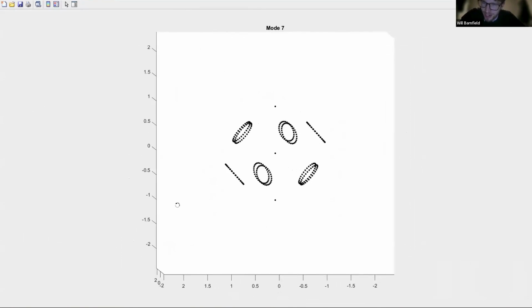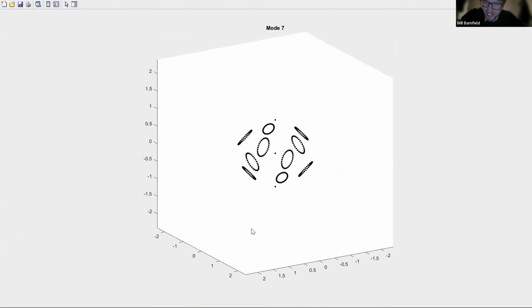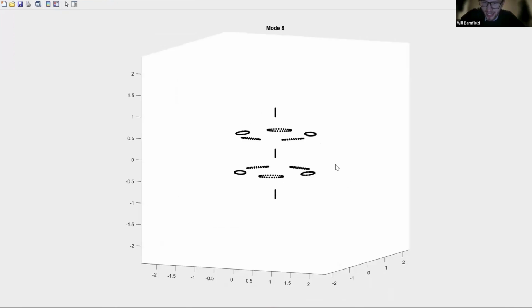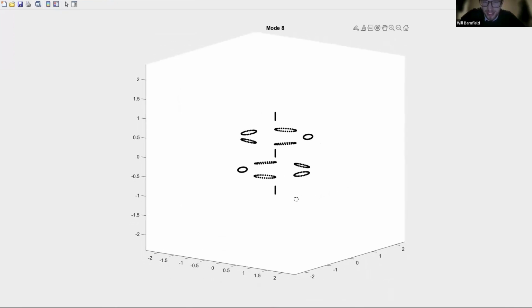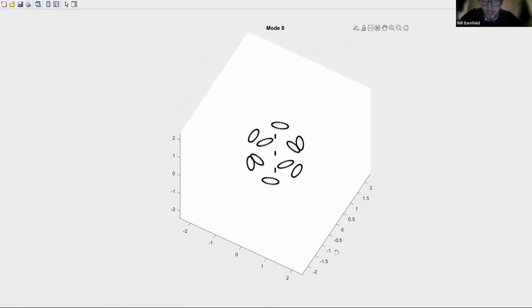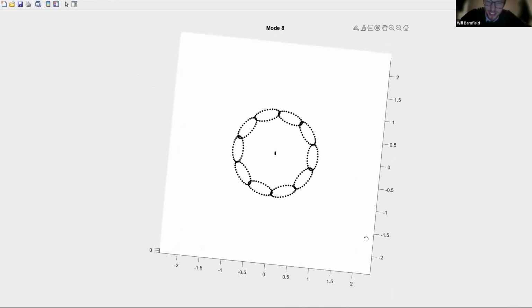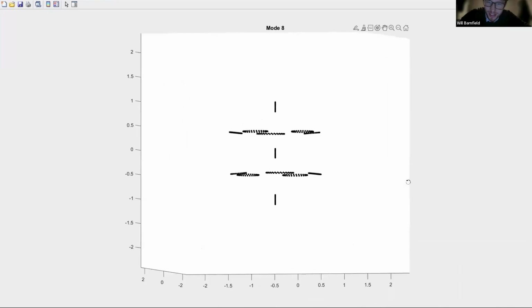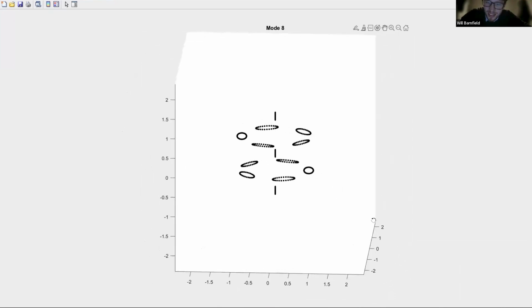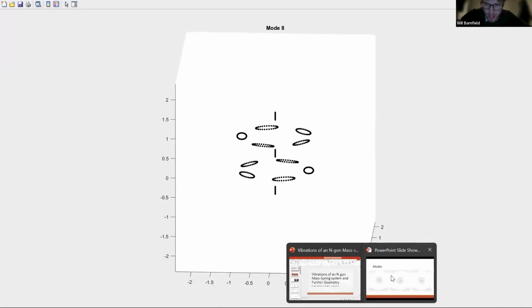So I think they're worth playing around with because I think the patterns that come out are quite pretty. So I'll look at one more. So this was mode 8, so the other animation we looked at. And we get this almost complete circle filled in if we look from above, which I think is quite nice. And yeah, we can look at all these. So I'll just jump back to PowerPoint now.